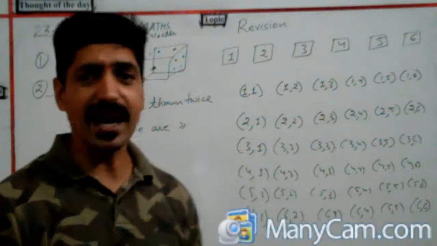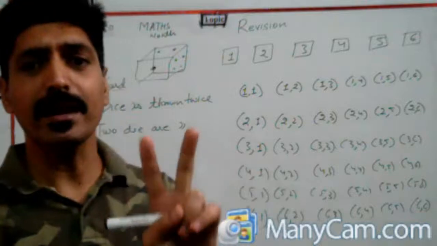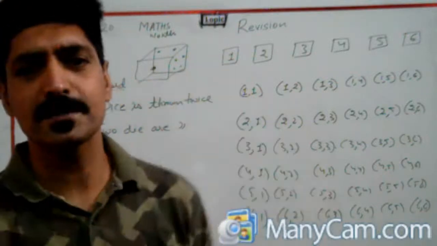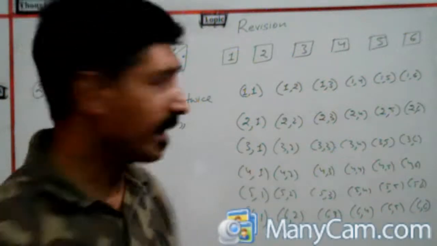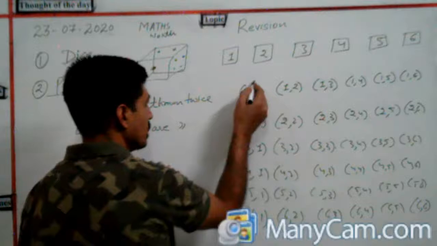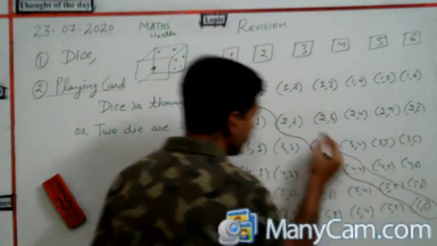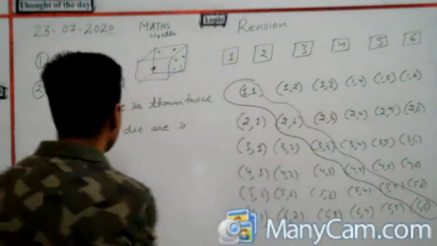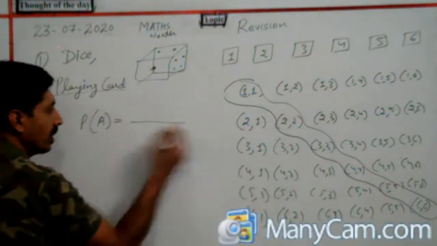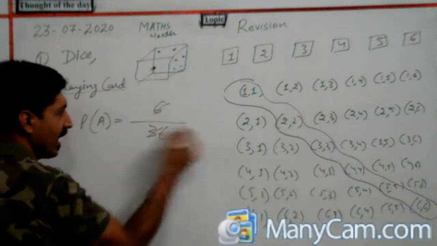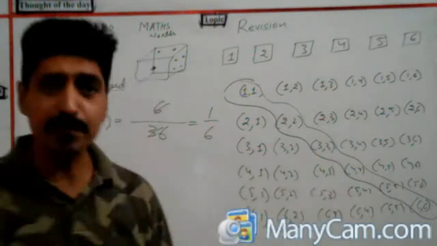Now if it is asked, what is the probability that the same number appears on both the dice? You see, for this we have only these cases where we have the same number. The total sample space is 36, so the probability is 1 by 6. This is a very important question.